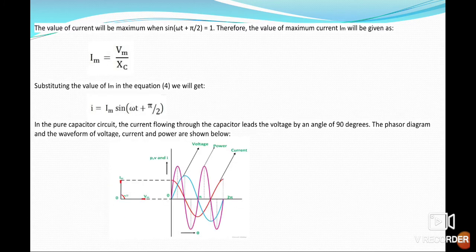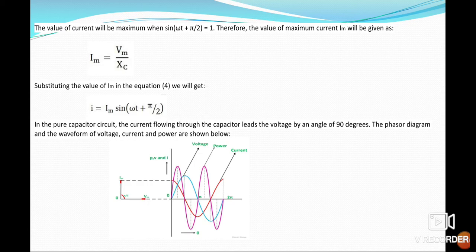So the value of current will be maximum when sin omega t plus pi by 2 will be equal to 1. Therefore, the value of maximum current Im will be given as Im equals Vm divided by Xc. Substituting the value of Im in equation 4, we will get I equals Im sin omega t plus pi by 2. In the pure capacitor circuit, the current flowing through the capacitor leads the voltage by an angle of 90 degrees.